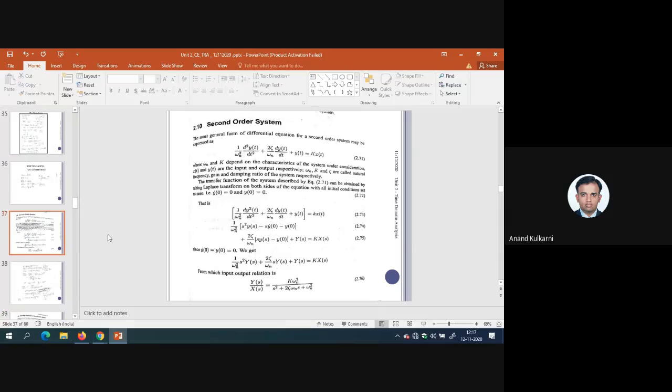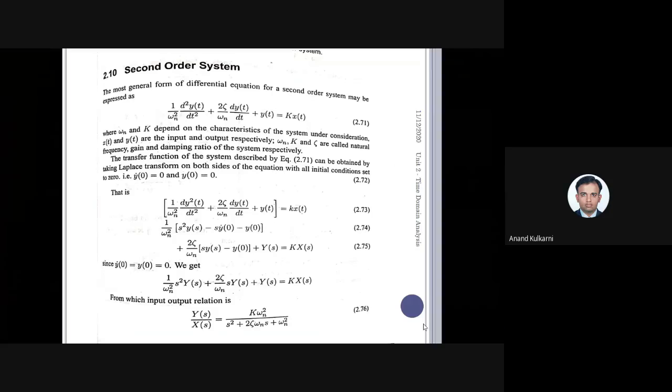Okay. Now we'll go to the second order system. A second order system will consist of a square term. Suppose this is our second order system, a spring mass damper system. There is a mass here, there is a spring K, and a damper B. It is acted upon by F of t, so the displacement is X of t.